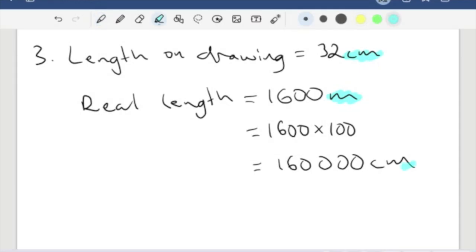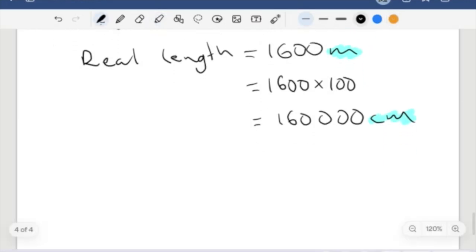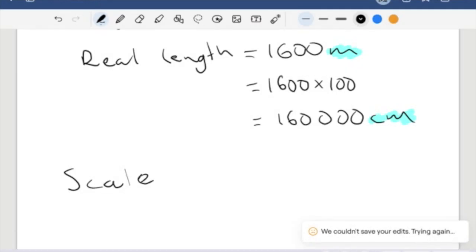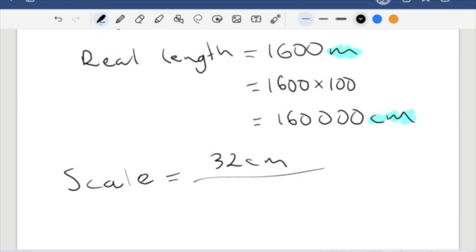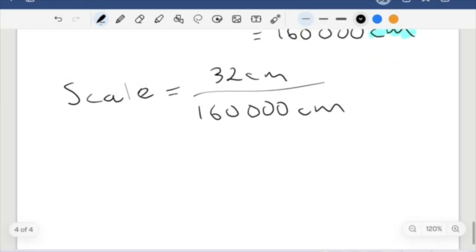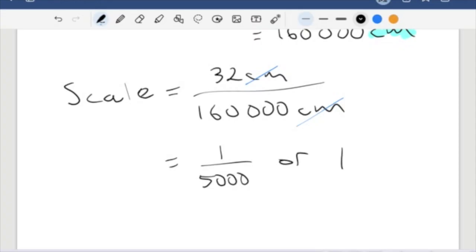I've made this conversion. So now that these units are the same, I can just write it as a ratio. So what I'm going to do is use what we defined before, which is that the scale is going to be 32 centimeters over 160,000 centimeters. And these units now end up cancelling out because this is just a ratio now. Remember, ratios are without units. So this gives me 1 over 5,000 in the simplest form, or I can actually write it as a ratio 1 to 5,000.